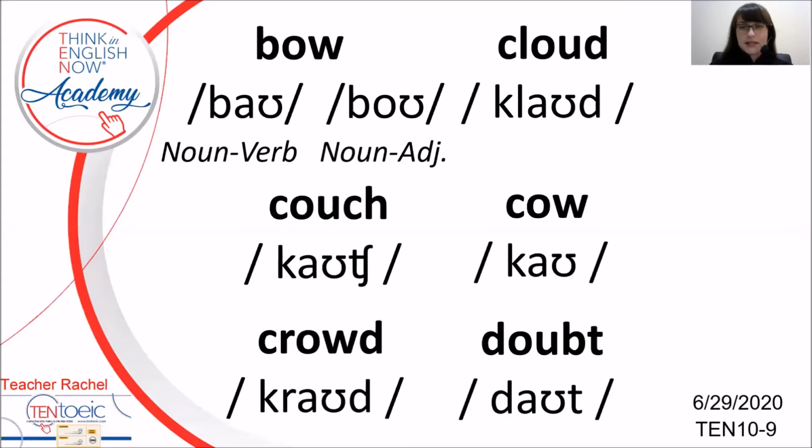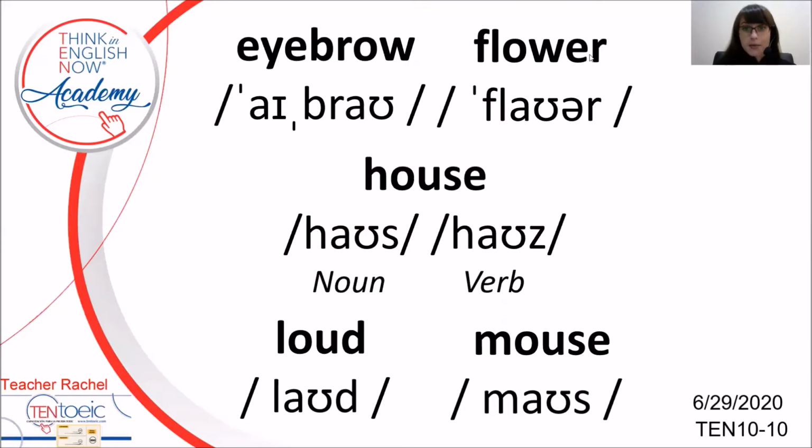Doubt. This is a verb, an action, and it means that you're not very sure or certain about something. For example, I doubt that it's going to rain tomorrow. So you don't believe it's going to happen. You doubt it. Eyebrow. This is an eyebrow right here. So it's above our eye, eyebrow.